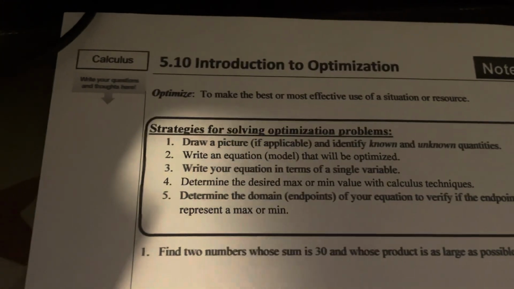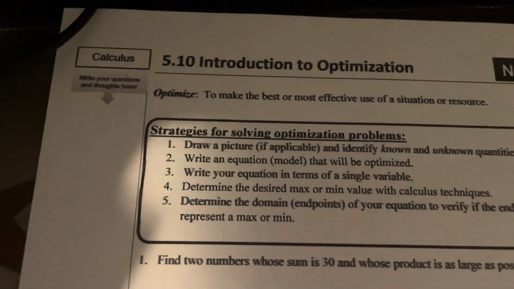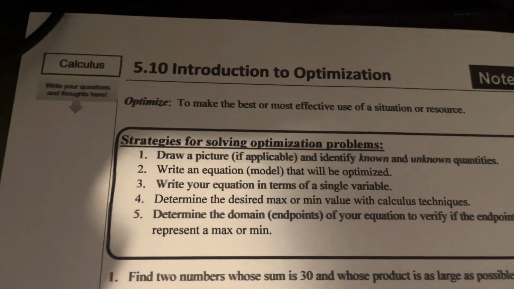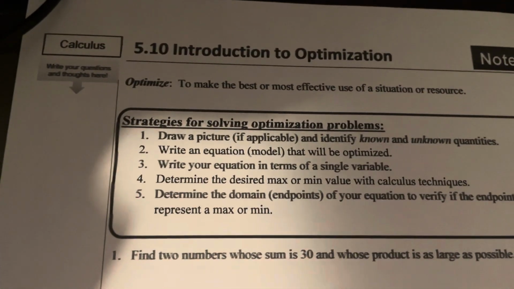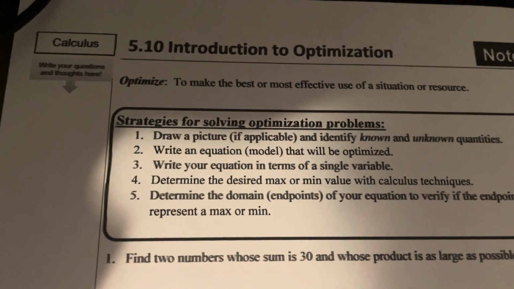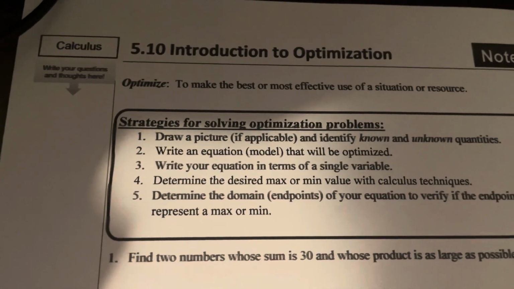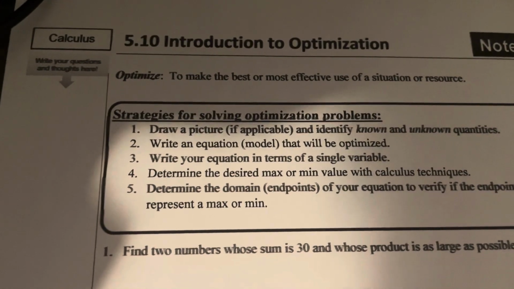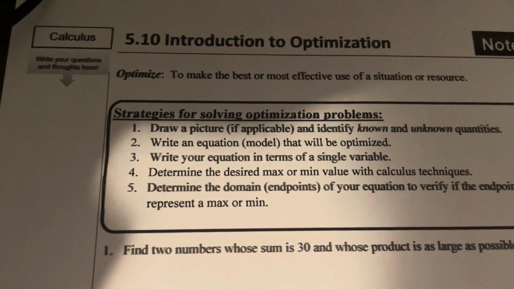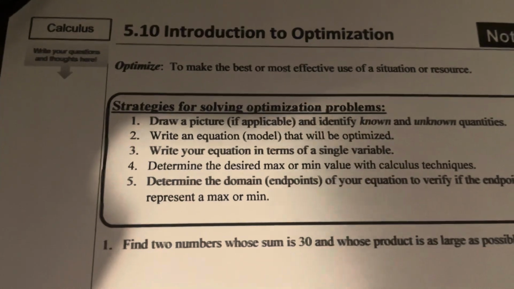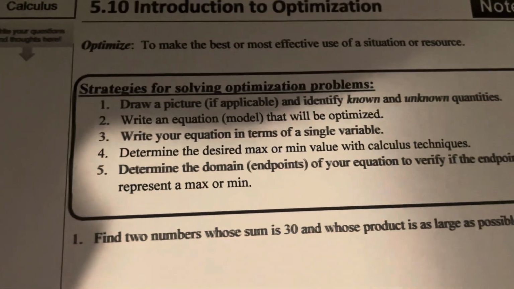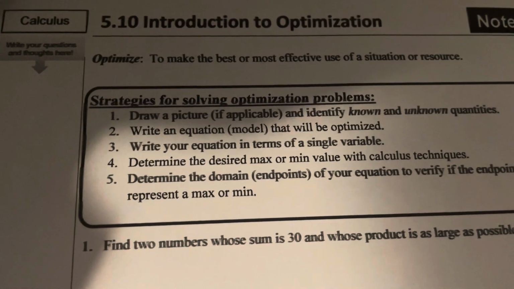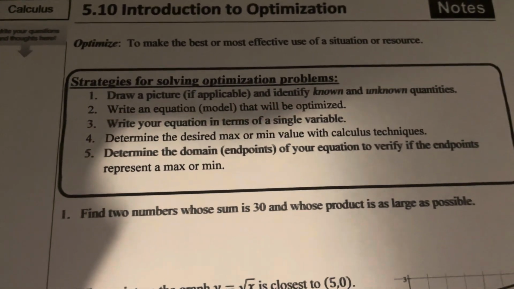1. Draw a picture, if applicable, and identify known and unknown quantities. 2. Write an equation or a model that will be optimized. 3. Write your equation in terms of a single variable. 4. Determine the desired max or min value with calculus techniques. 5. Determine the domain or endpoints of your equation to verify if the endpoints represent a max or a min.